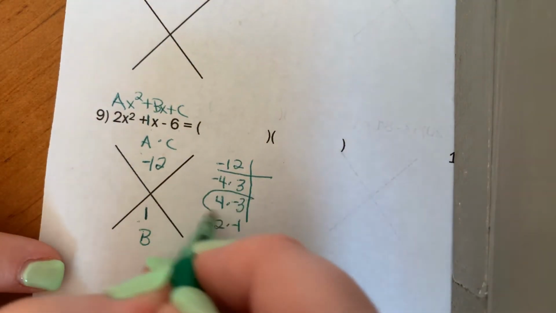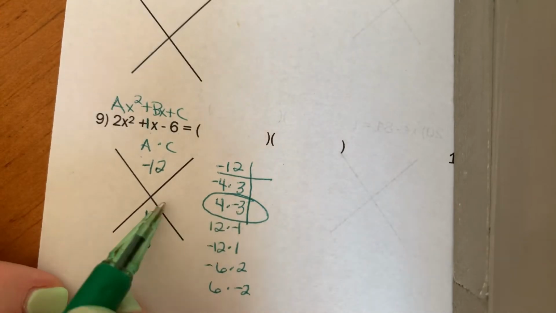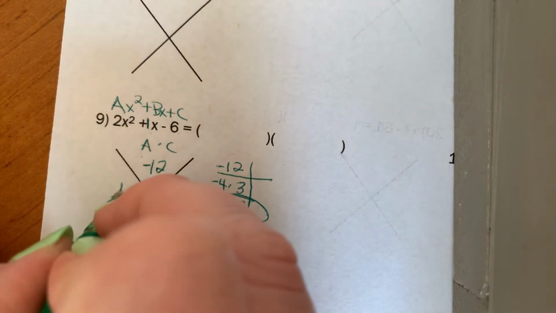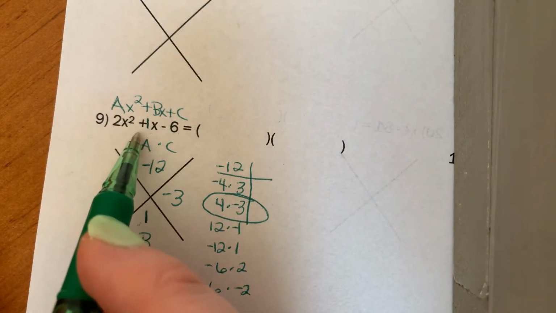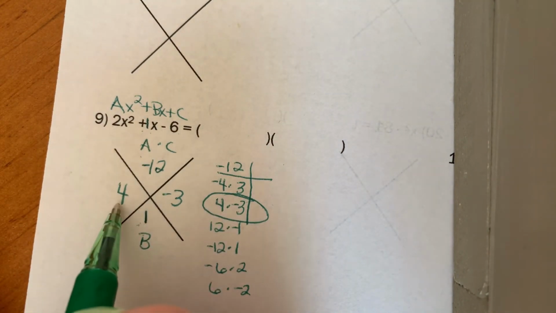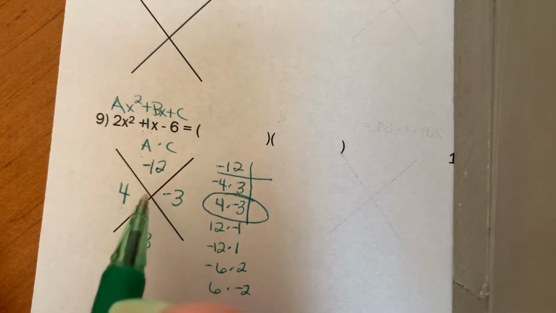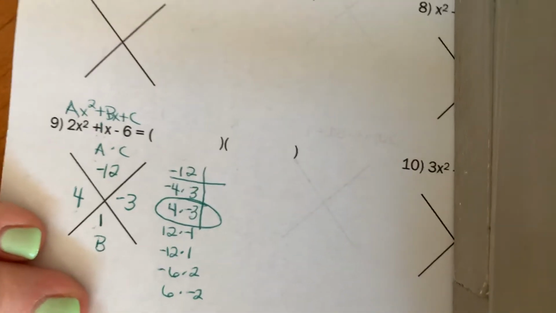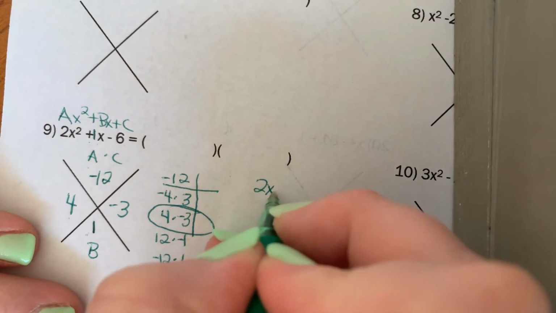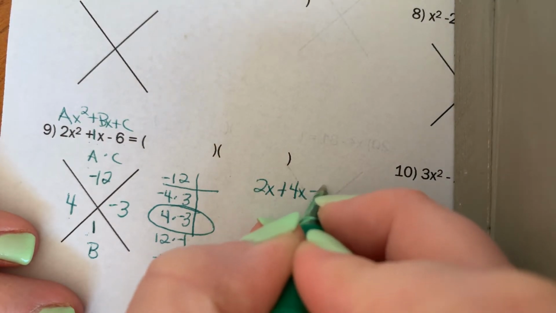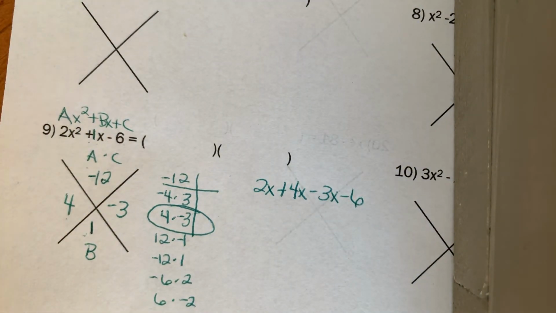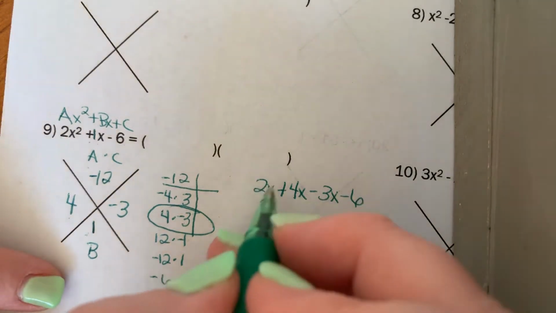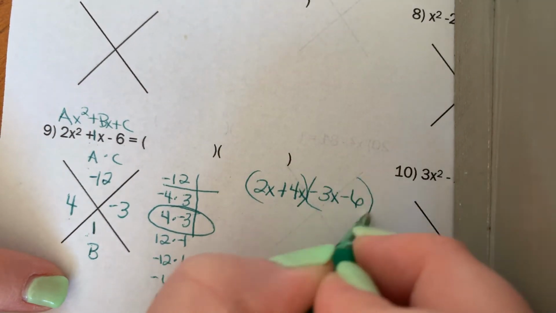So in this case, my answer is going to be 4 and negative 3 because they're the two that add to give me positive 1. So I'm going to rewrite this expression, except I'm going to replace 1x with now positive 4x and negative 3x. So 2x squared plus 4x minus 3x minus 6. Again, doesn't matter which order you write them in. You could have written the 3x first and then the 4x. You'll still get the same answer.